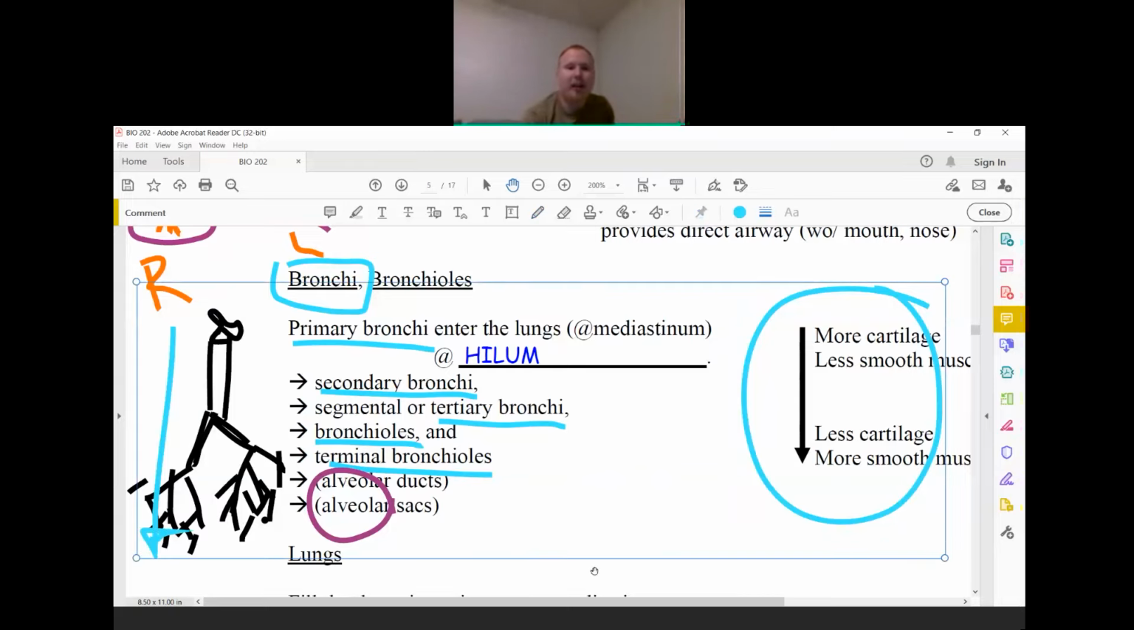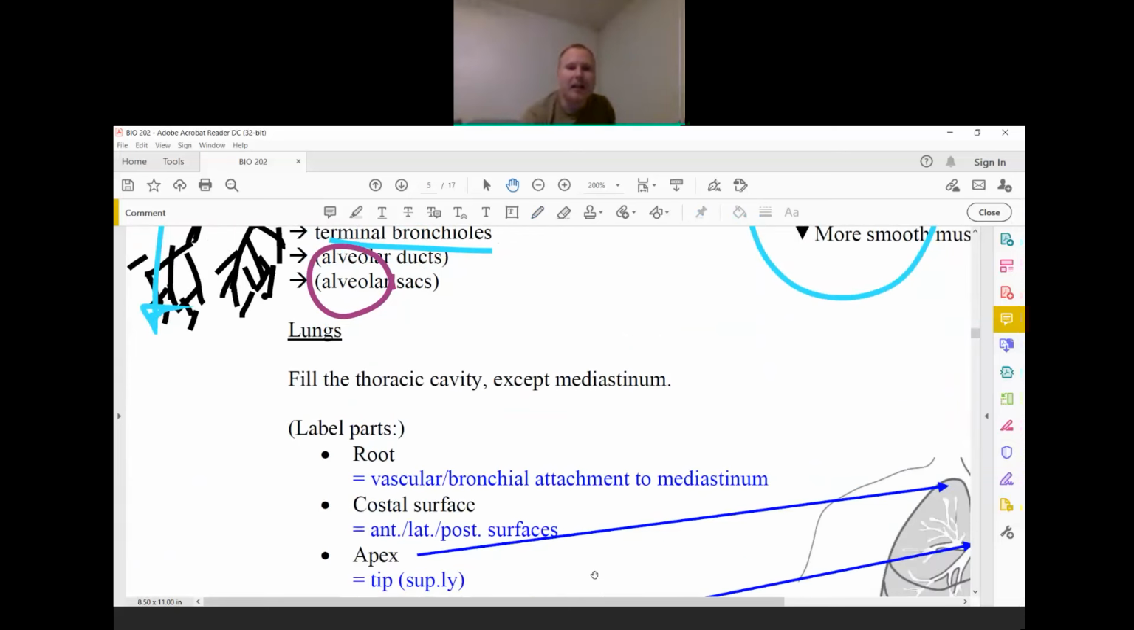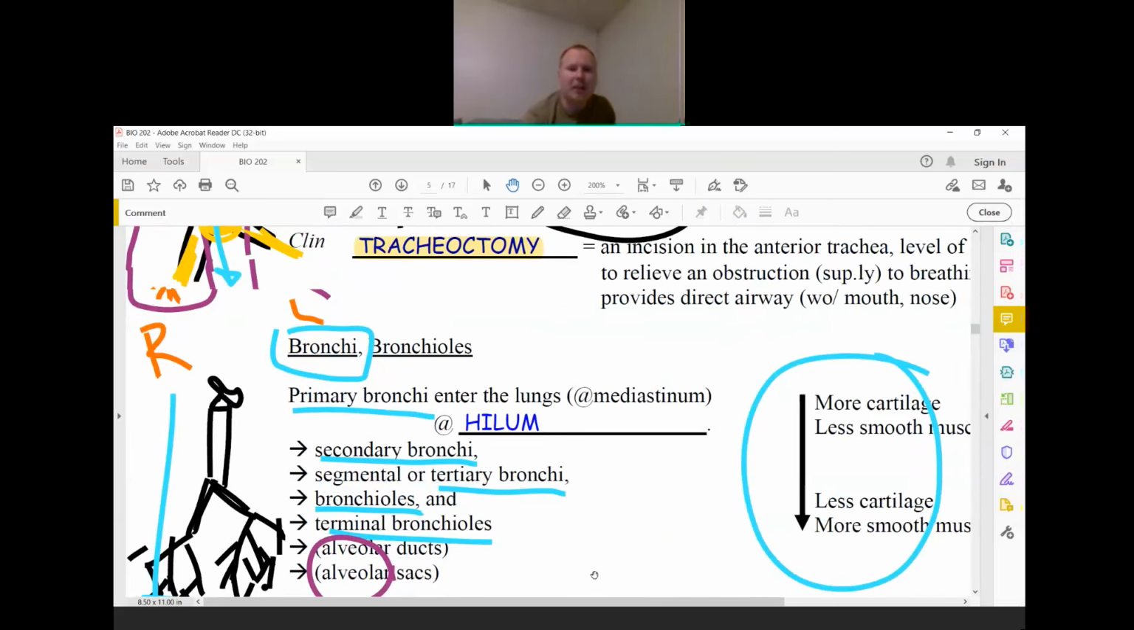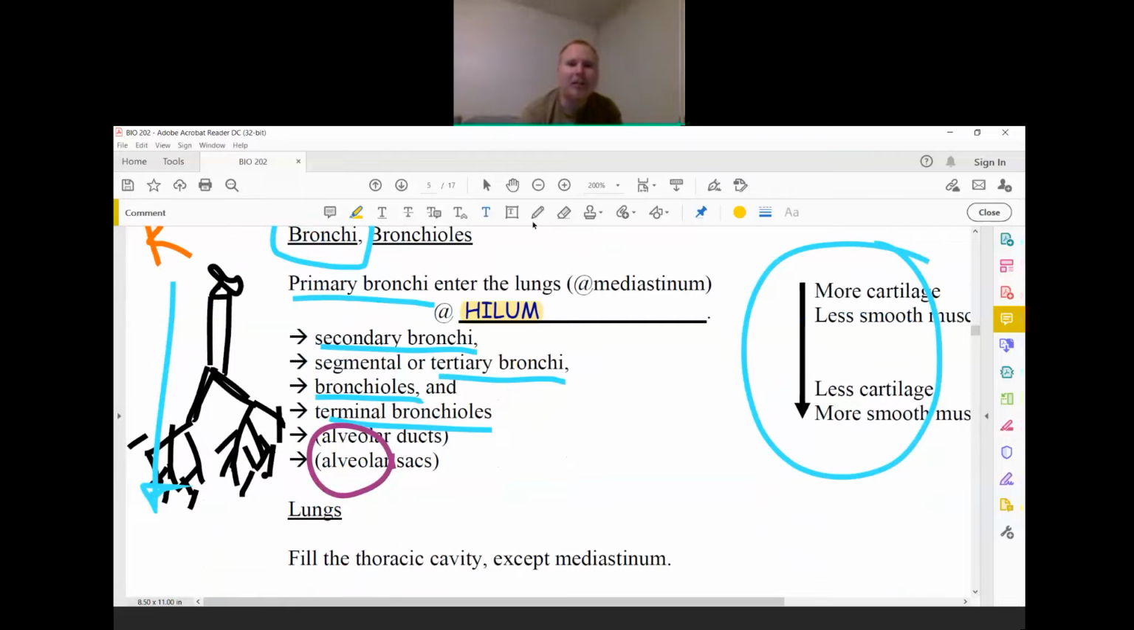The next structure that I want to talk about is the lungs, but I didn't mention this term, so I want to cover that as well. The term was hilum. So hilum is this part, if we add the lungs to our previous diagram here of the respiratory tree, so our lungs would be here.